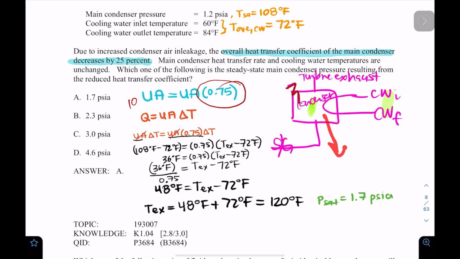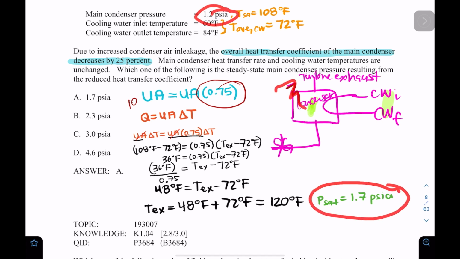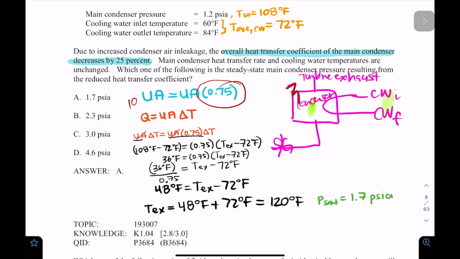Because my temperature difference is larger, I need to be lower in pressure in order to be more efficient. I need to be closer to vacuum to be more efficient. So I was more efficient at 1.2 psia. I have an in leakage, so my pressure obviously increased. That's why I'm getting this value, but I need to go to my steam table to determine the pressure. As long as I get the temperature, I can go and get my pressure.